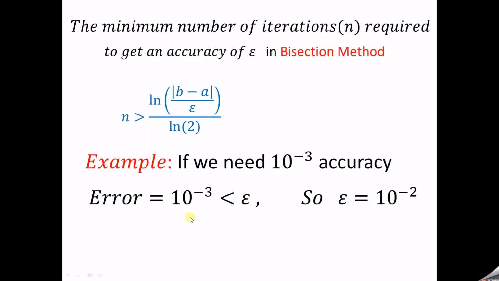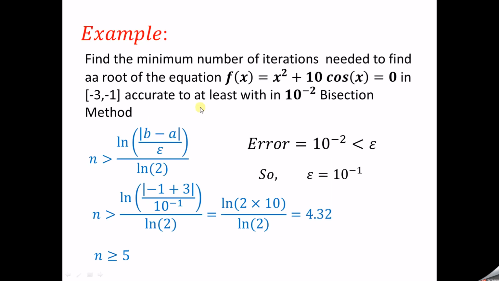So here the error 10 power minus 3 is less than epsilon. So what should epsilon be? 10 power minus 2, because 10 power minus 3 is less than epsilon, so epsilon should be 10 power minus 2. Whenever a problem is given, we write error less than epsilon and choose what that epsilon is. Let us go to another example.